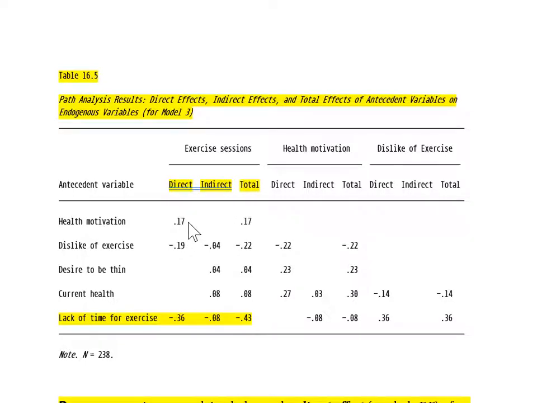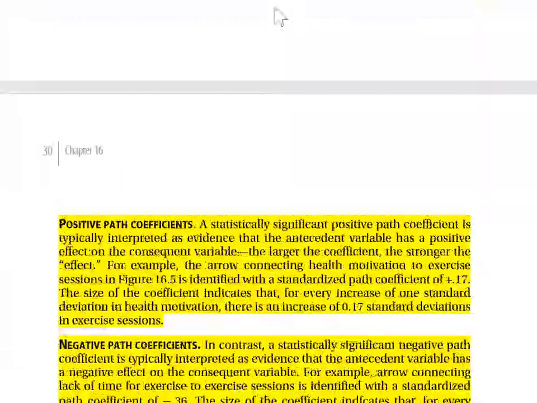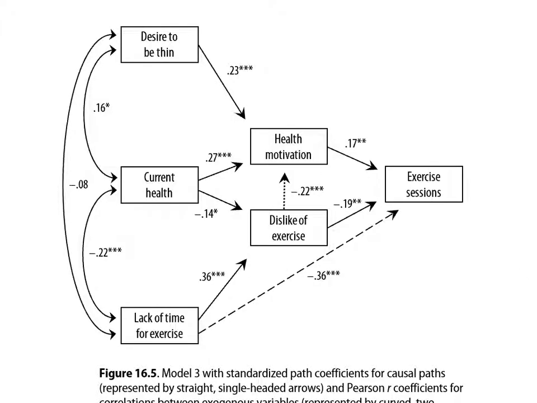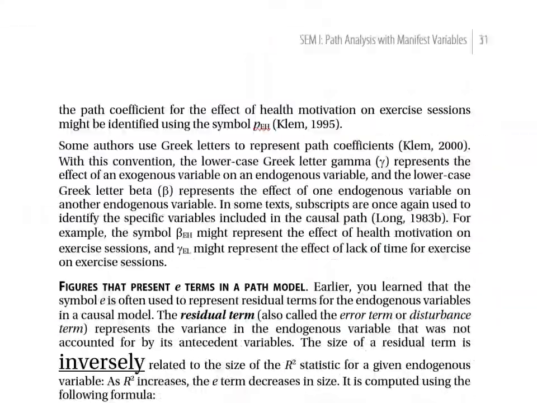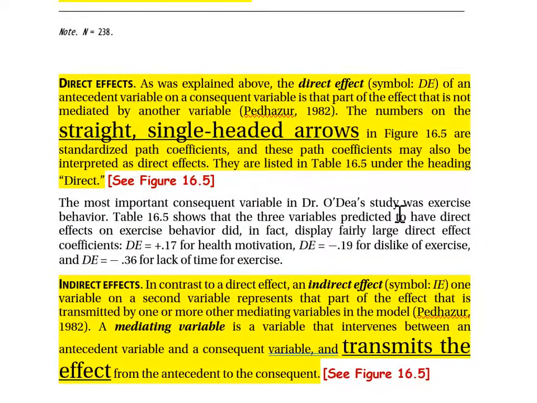We saw these statistics before, just to connect them to the figure that we looked at before. This was the final preferred path model. The direct effect of health motivation on exercise sessions was positive 0.17, exactly the same statistic that we just looked at in that table. Let's go back to that table that presents direct effects, indirect effects, and so forth.